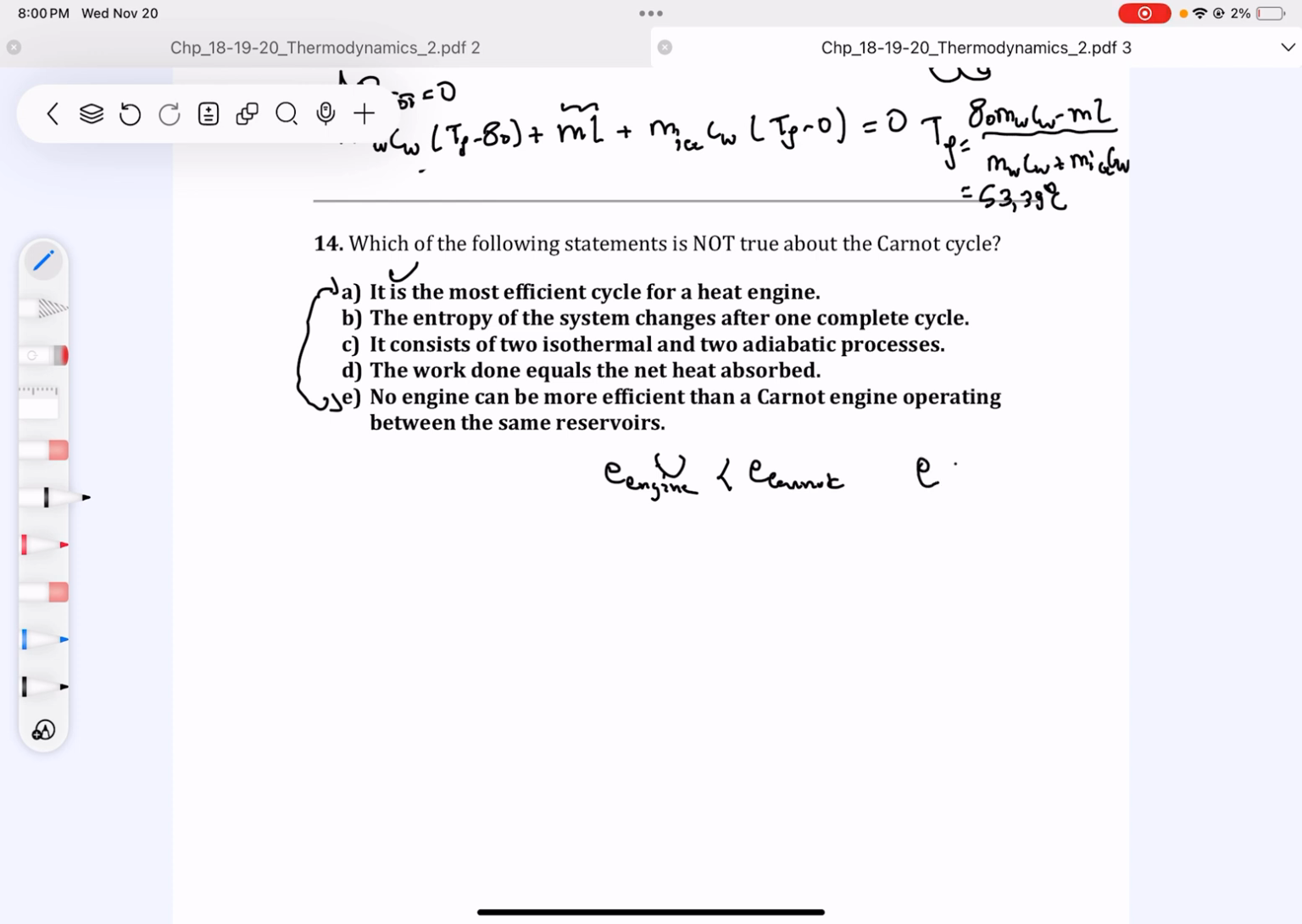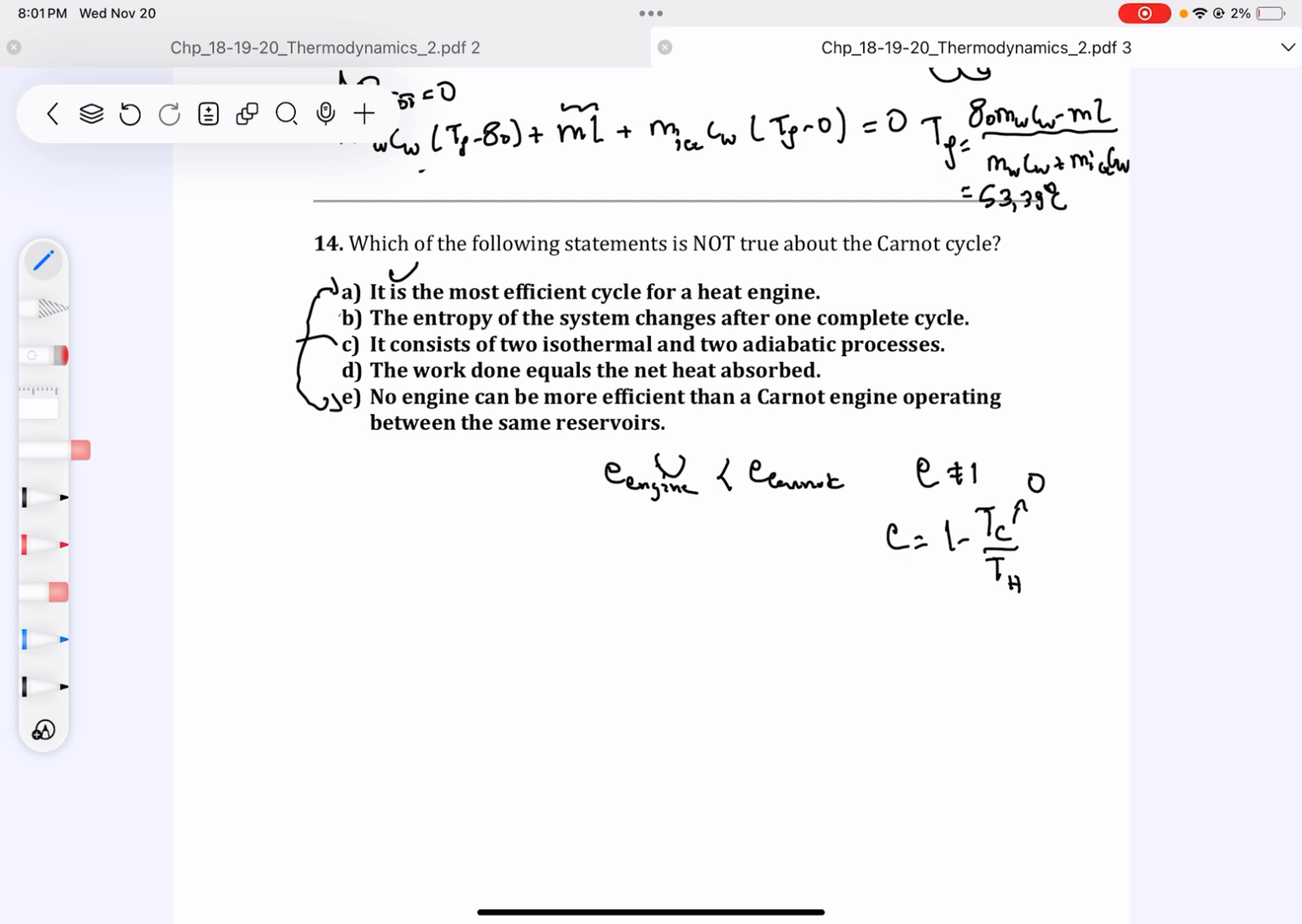And here let's say something. E cannot be equal to 1. E can converge or approach 1 but not reach it, because as we said, it's 1 minus Tc over Th, but Tc can't be 0 Kelvin because of the third law of thermodynamics. Okay, let's continue. C, it consists of two isothermal and two adiabatic processes. That's true.